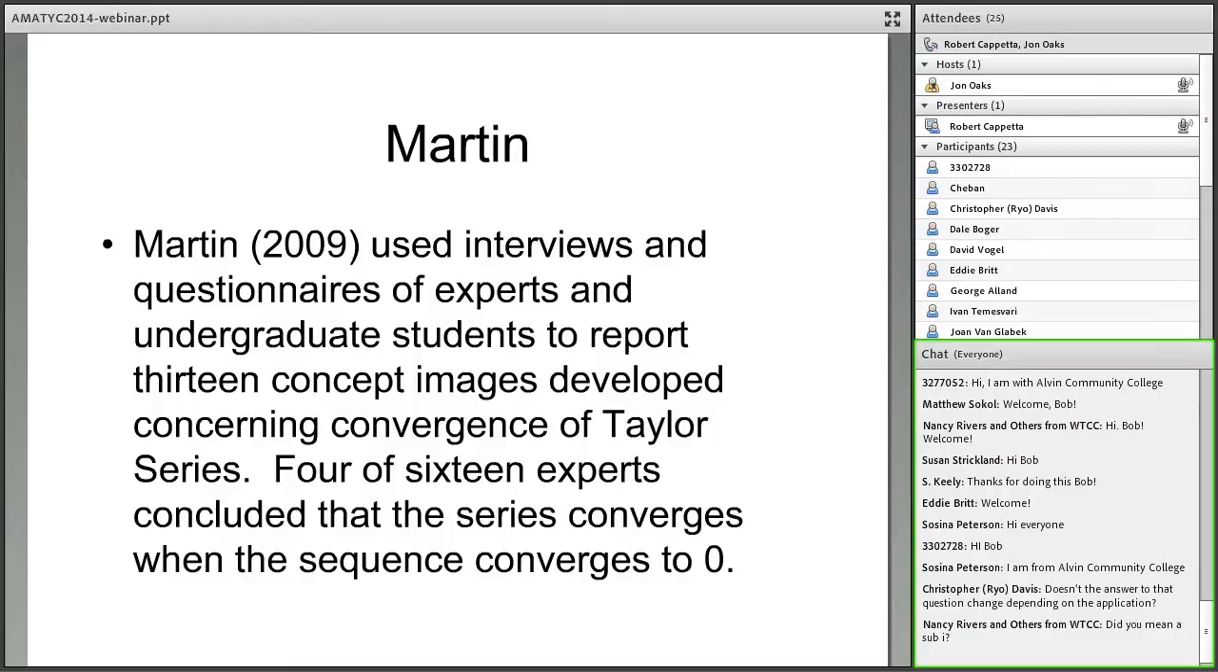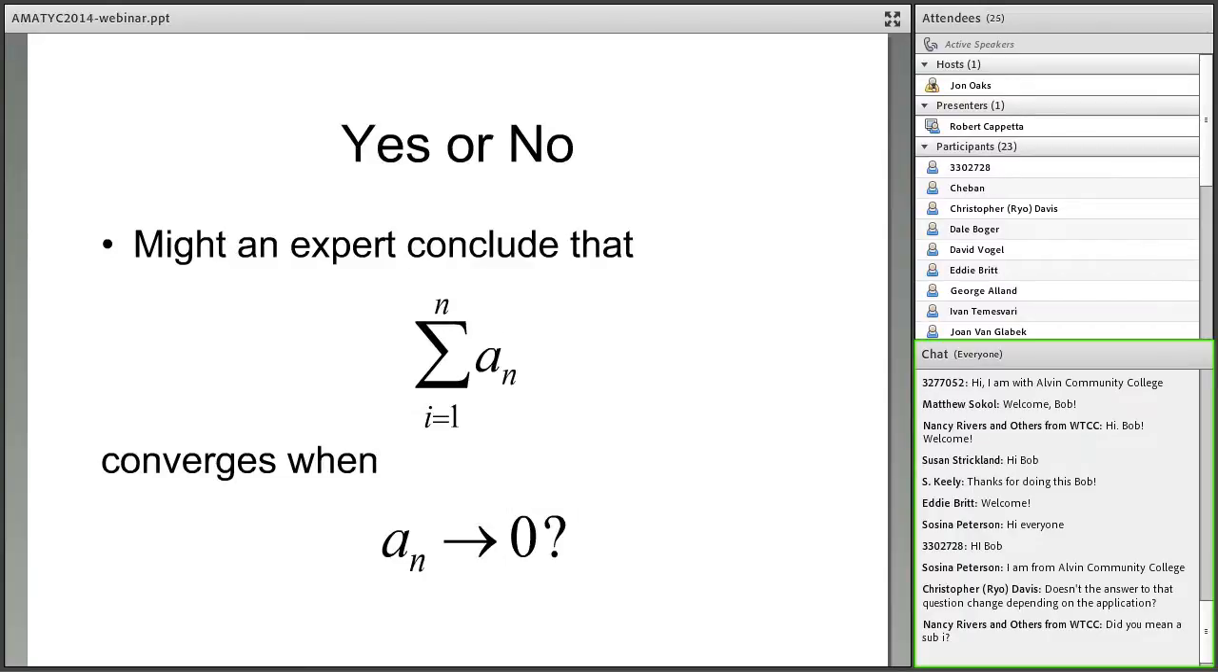So 35% of the people in the study said that. Oh, Bob, can we go back to the last slide? I think there was a question about whether or not you meant a sub i. Oh, I'm sorry, that's a typo. My mistake. It certainly should have been sub i. I appreciate the correction there. So that was not my intention on the slide. My intention was whether or not the experts would use the nth term convergence test. So I thank you for the correction.